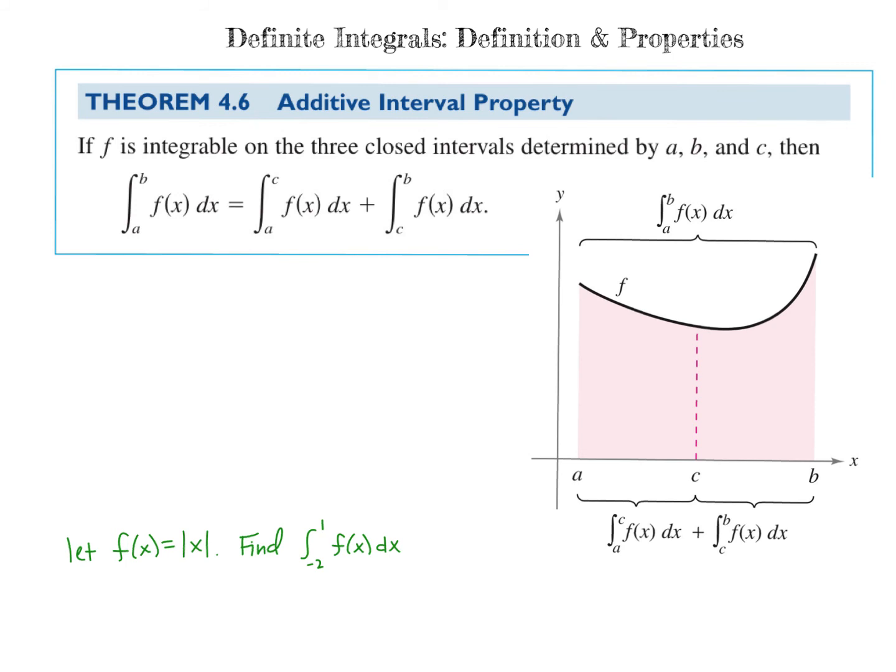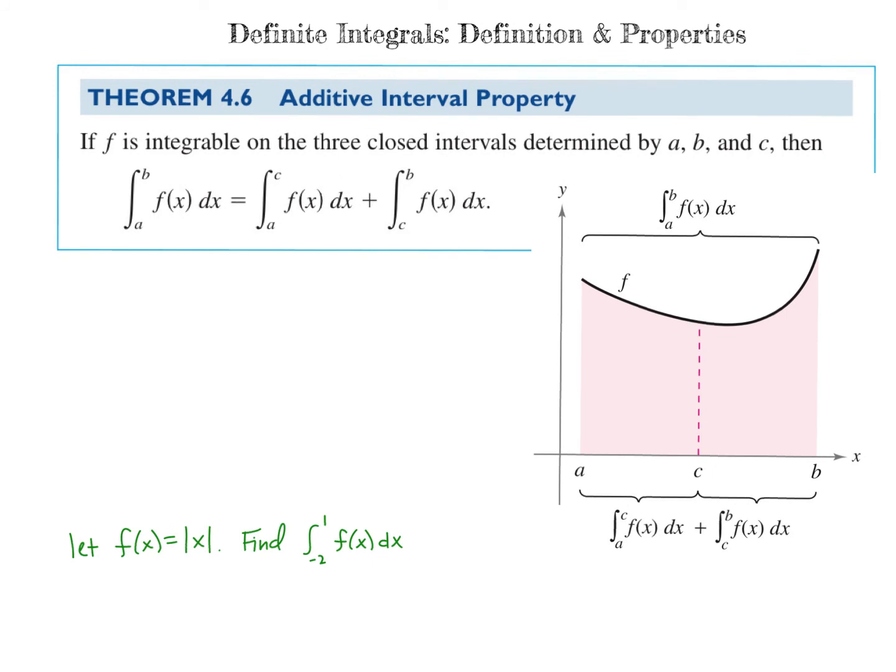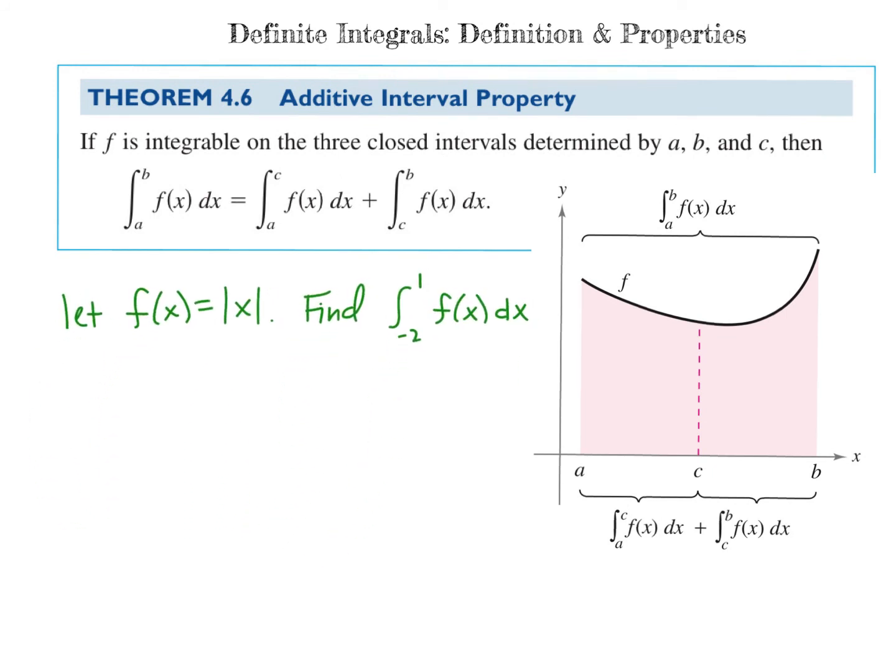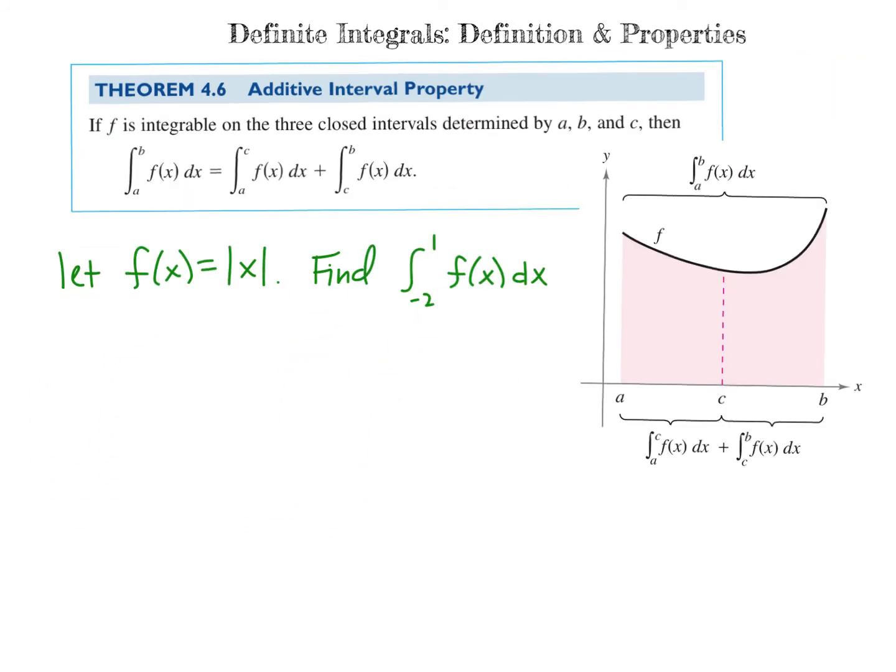Let's take a look at this example here down in green and see why this would make sense to use this additive interval property. We want to let f of x be the absolute value of x, which again forms just a v for value. We want to find the definite integral from -2 to 1 of our function, the absolute value of x dx.